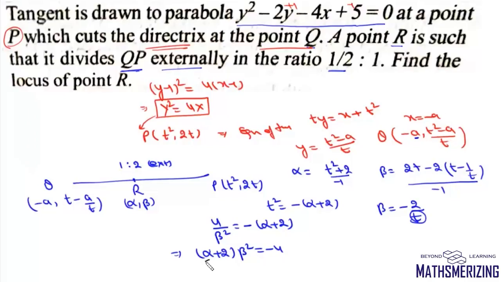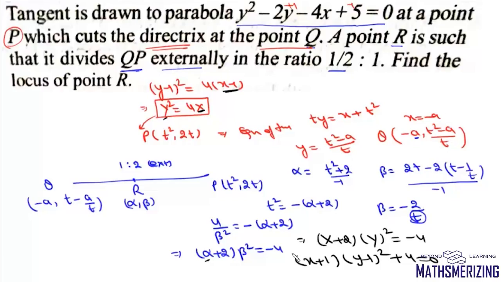So we can write this equation as alpha plus 2 into beta square equals minus 4. Now we'll change alpha with x and beta with y. So we can write this as capital X plus 2 into capital Y square, and this is minus 4. Now we know that capital X is x minus 1 and capital Y is y minus 1. So we can write x plus 1, y minus 1 whole square, and then plus 4 equals 0. So the locus of this point R is x minus 1, y minus 1 square plus 4 equals 0.